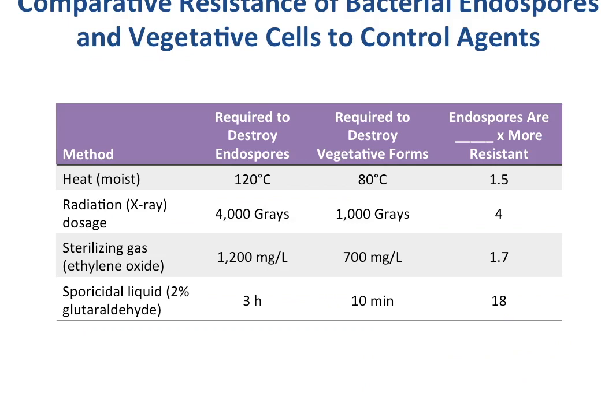So here are some methods that we commonly use in the clinic or our house, such as heat. If we want to use heat to eliminate the aerosols, we have to heat the material to 120 degrees Celsius. Radiation, we have to use 4,000 degrees.